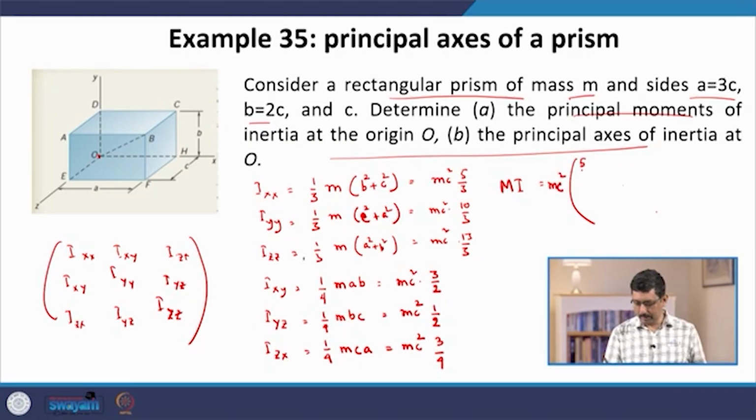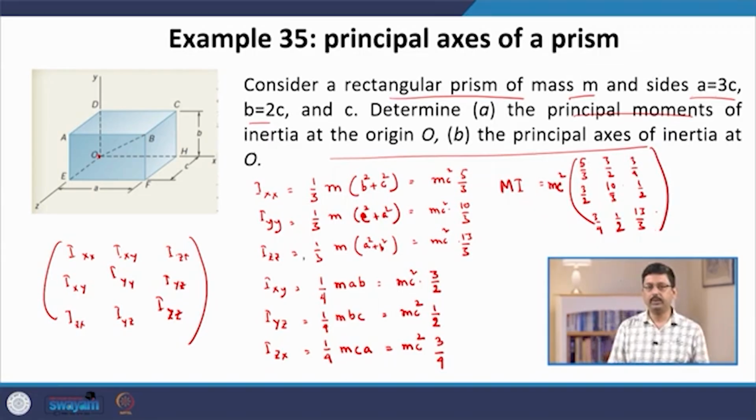So, the first diagonal term is 5 by 3, the second yy term is 10 by 3, the third term is 13 by 3, the xy term is 3 by 2, the yz term is half, and the zx term is 3 by 4. So, this is the moment of inertia matrix that we have determined in this particular choice of reference frame. The question is to diagonalize this matrix.